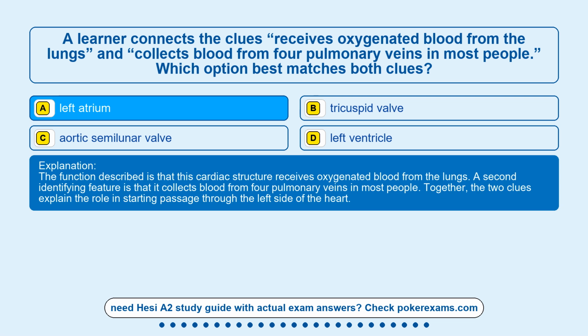The function described is that this cardiac structure receives oxygenated blood from the lungs. A second identifying feature is that it collects blood from 4 pulmonary veins in most people. Together, the two clues explain the role in starting passage through the left side of the heart.